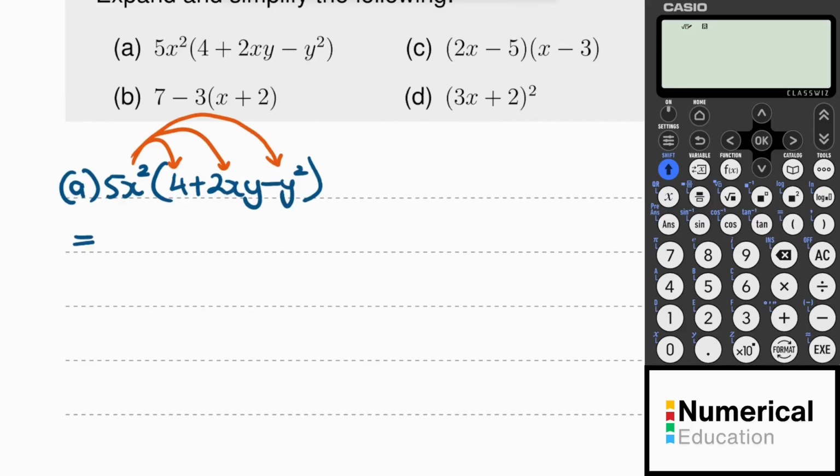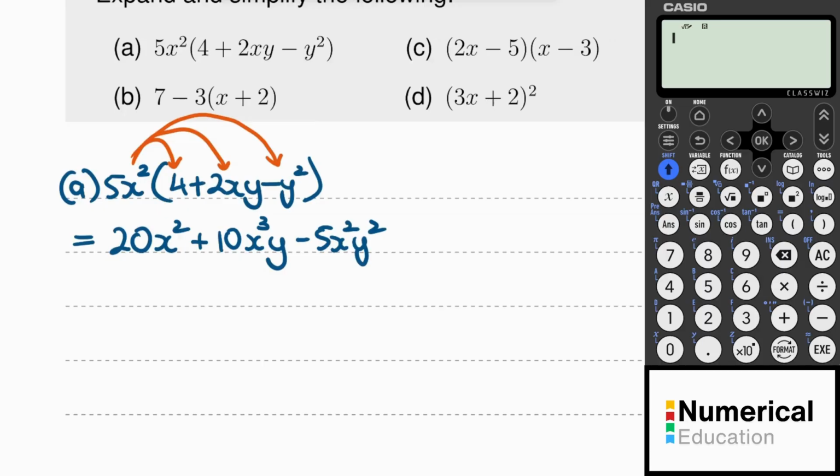So following the first orange arrow, we're going to have 20x squared. So 5x squared times 4 is your 20x squared. Now the 5x squared multiplied by the 2xy, my middle term, would be plus 10x cubed y. So that will give me my middle term by following that middle orange arrow. And lastly, to follow the final one, 5x squared times negative y squared, that will be negative 5x squared y squared.